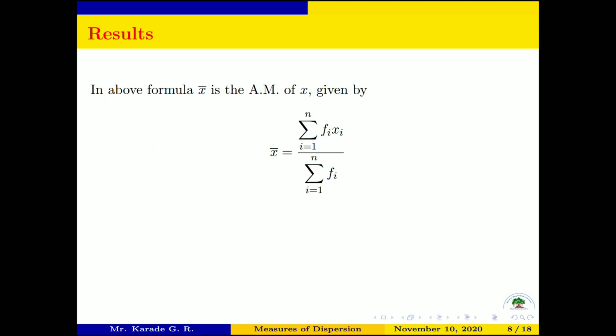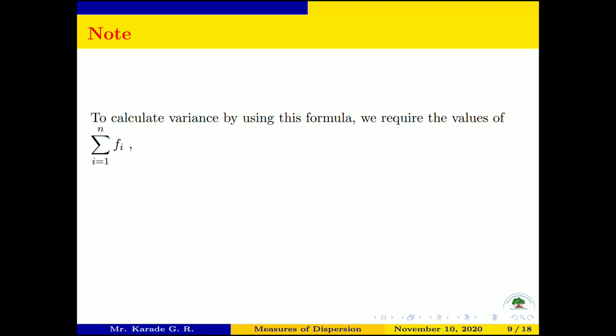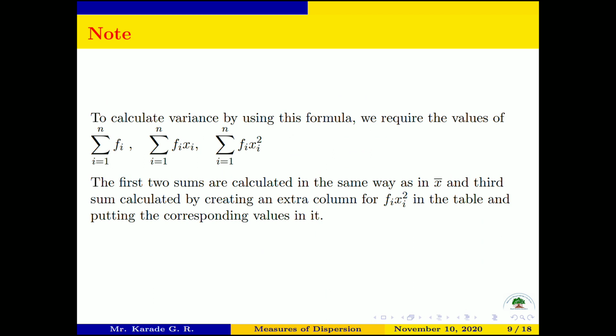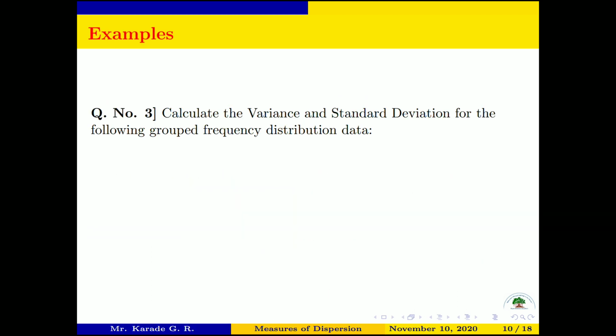Also we saw the results for x bar. X bar means the arithmetic mean of the given data. If we have a frequency distribution, then x bar is equal to summation fi xi, i equal to 1 to n, whole divided by summation fi, i runs from 1 to n. We note that to calculate the variance we need to calculate summation fi, summation fi xi, and summation fi xi square. Let us solve some problems now.